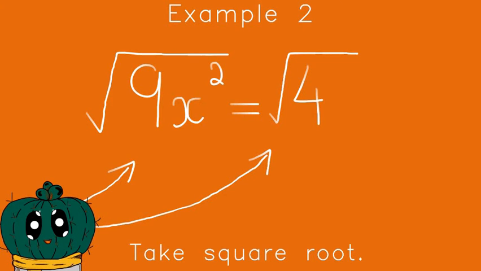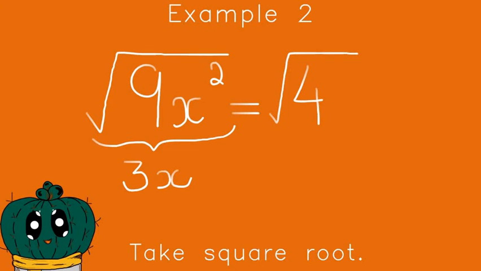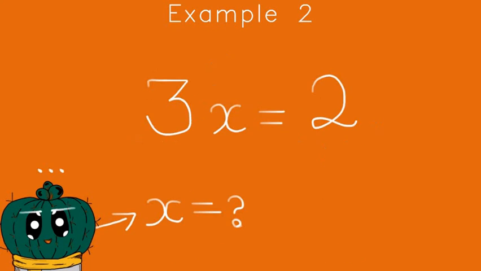And then the square root of x squared, that is x, and the square root of 9 is just equal to 3. So we get 3x on the left hand side, and on the right hand side, square root of 4 is going to be equal to 2. So we get 3x is equal to 2.